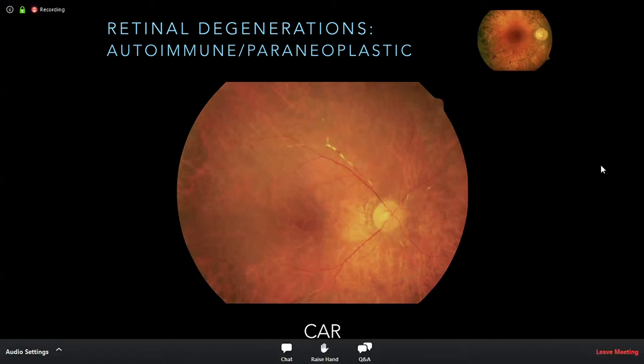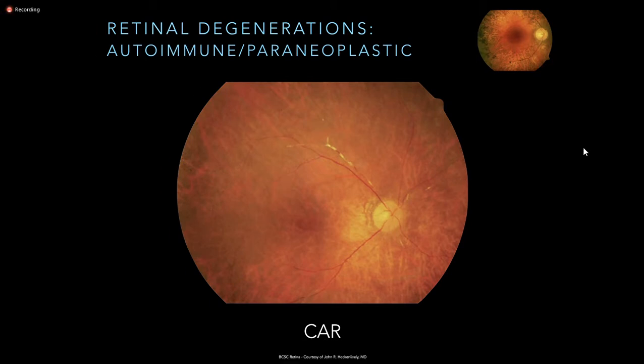This is a picture of a patient who developed CAR. You can see that there's some vascular attenuation and very minimal pigmentary changes.